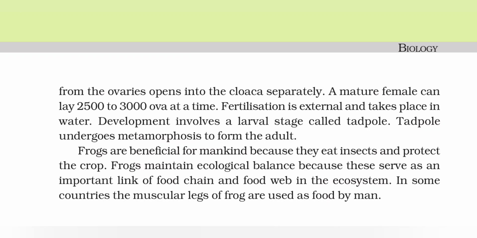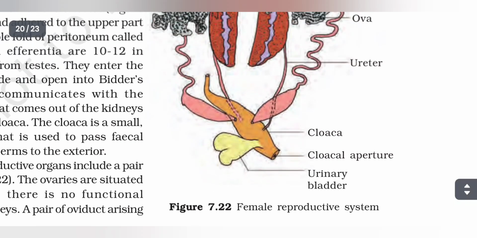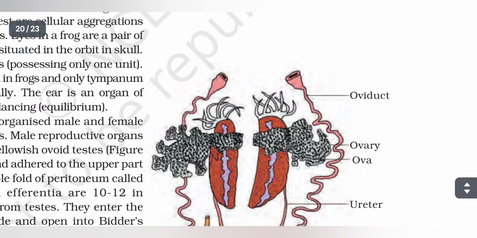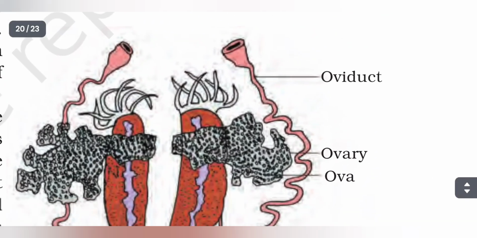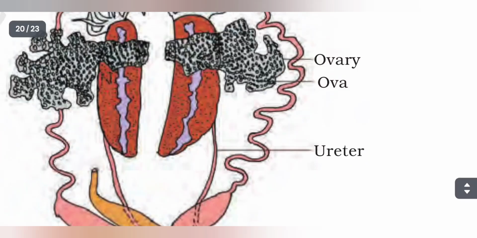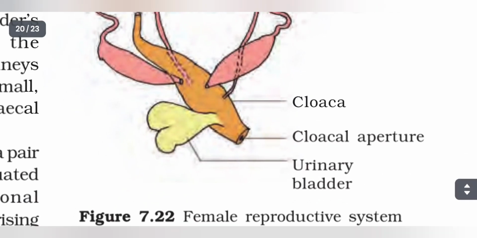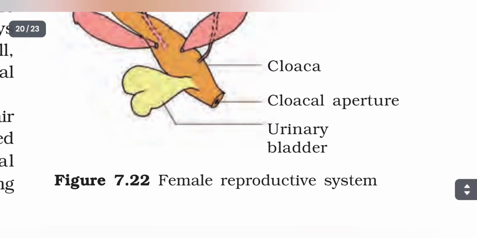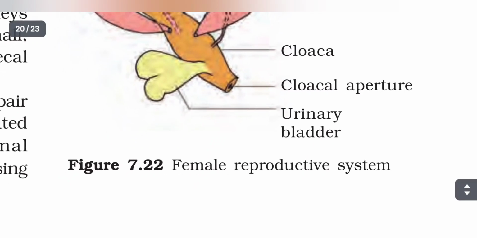Development involves a larval stage called tadpole. Tadpole undergoes metamorphosis to form the adult. So this is the female reproductive system. These are the oviduct, ovary, ova, ureter, cloaca, cloacal aperture, and this is the urinary bladder.